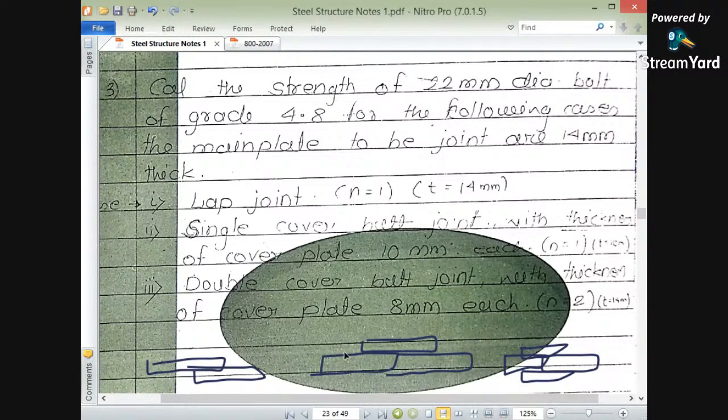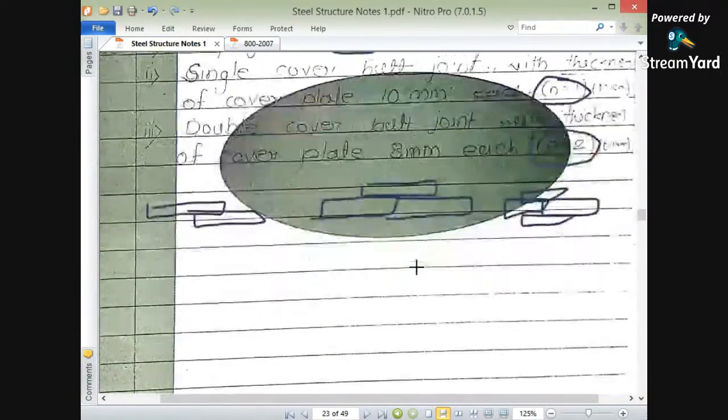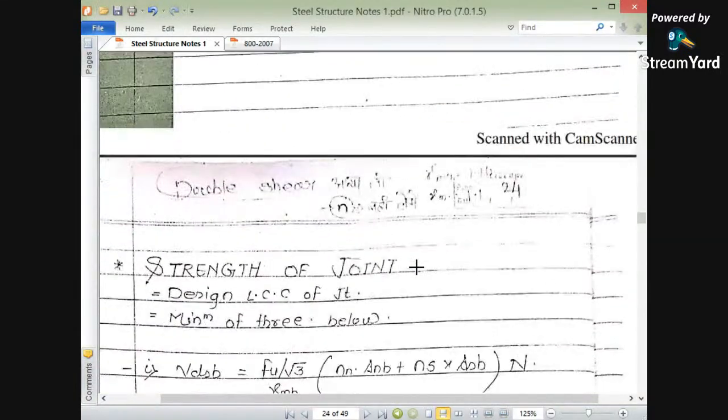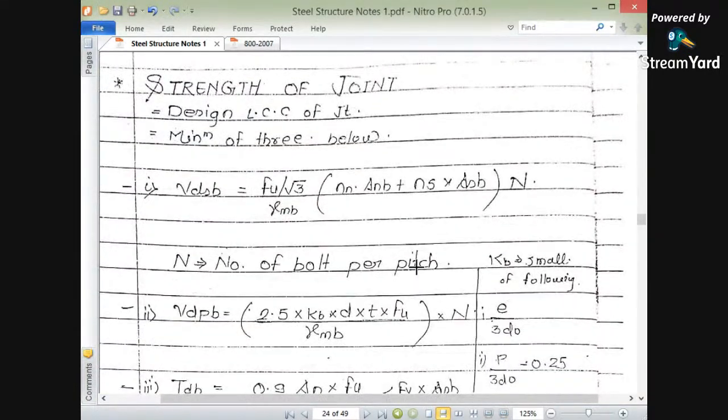First case is the lap joint, second case is the butt joint with single cover, third is the butt joint with double cover. For the first case the shear plane is taken as one. For the single cover, again one shear plane. For the double cover, as shown in the previous problem, the shear planes are taken as two. That means the multiplication factor in the formula is two.